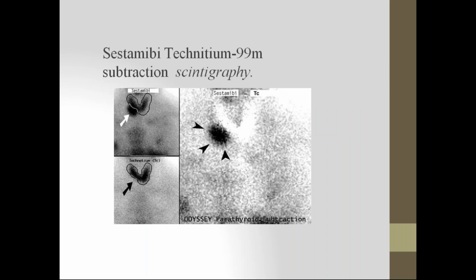These are the pictures of sestamibi scan or technetium 99 subtraction scan. So this is showing the thyroid gland. After some time it may get washed out. So subtraction of the sestamibi from technetium leads to an accurate view of the parathyroid glands.